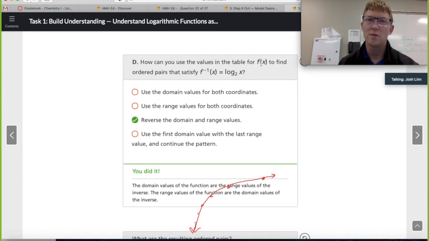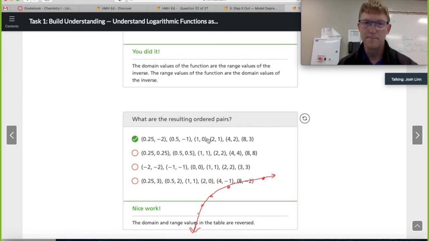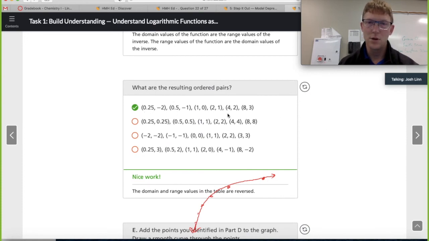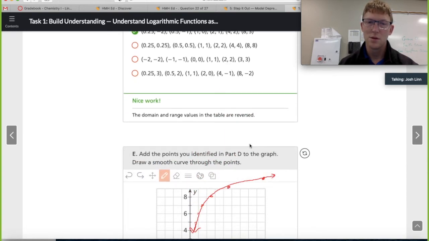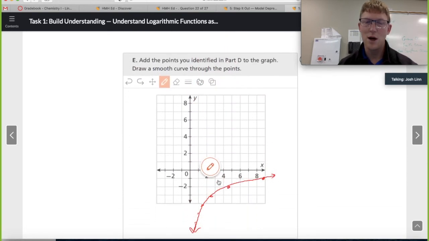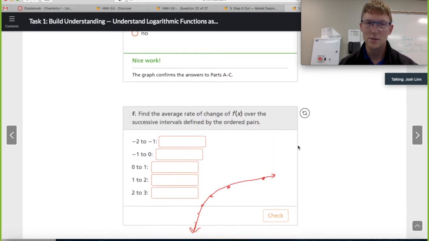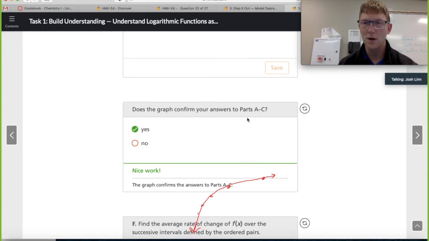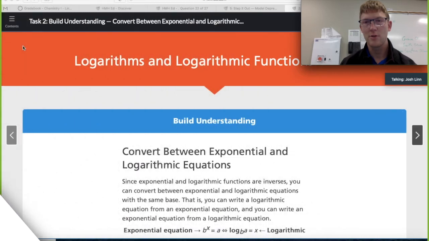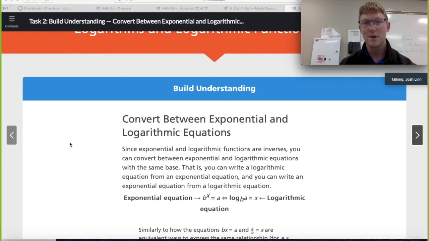How can you use the values on tables for f of x? So you just switch the pair, reverse the domain and range values. And then, if you were looking at that chart and we were to reverse them, this is the graph that we came up with. And look, they wanted us to make a graph, we already did. Too easy, right? And the graph does help confirm some of our answers. So let's get into it. From exponential to logarithmic equations. I'm glad you asked, because that's what we're talking about.